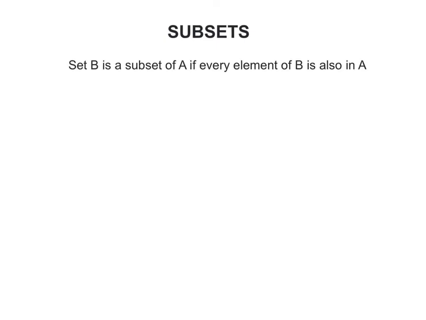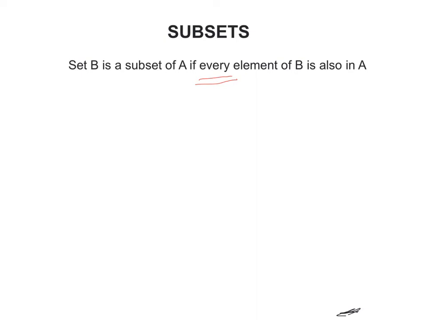What is a subset? A subset is a set whose elements are found in another set. So what does it mean? Set B is a subset of set A if every element of B is also in A. And the word every is very, very important here.